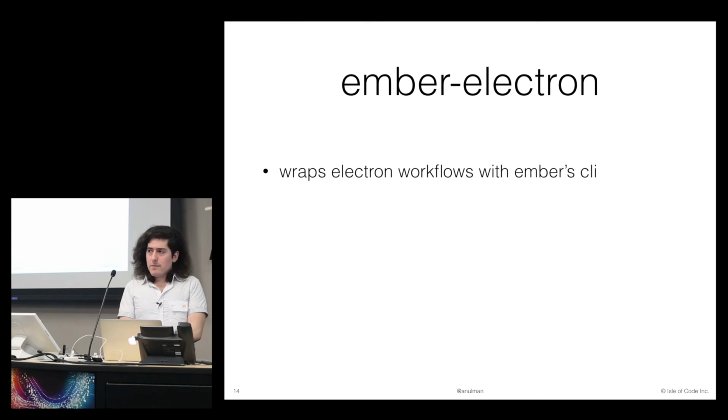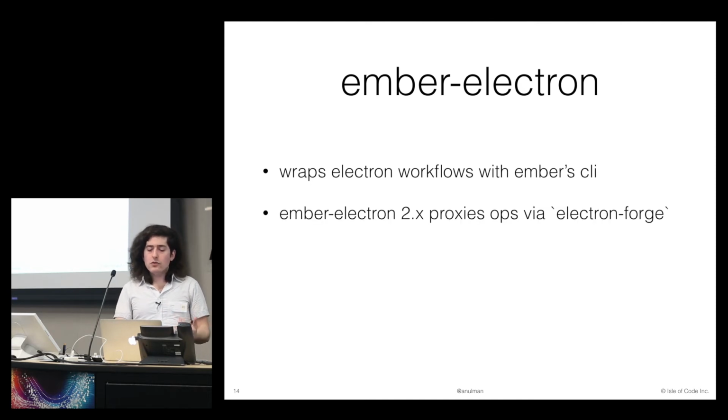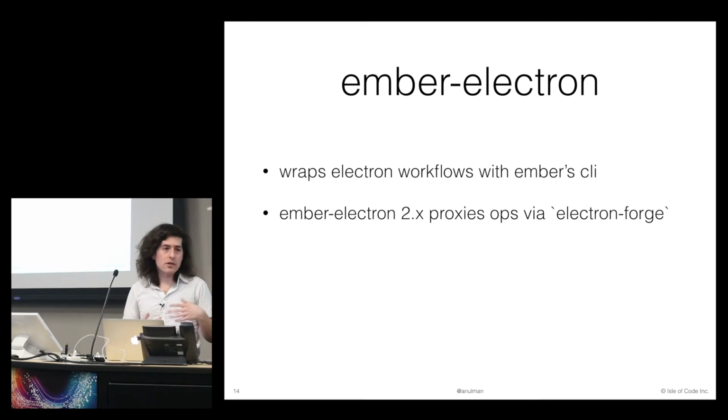So ember-electron, as I've mentioned before, is a tool that marries Ember's CLI with the build processes for Electron applications. It wraps the Electron workflows from within Ember's CLI. The 2.x series proxies all of its operations via the Electron Forge APIs. So we're using the same tooling. For the rest of this talk, we'll be demoing from the same tooling that you would be using with a React or Angular app, just running through the Ember build pipeline as well. You can think of this as just appending Forge to whatever Webpack script or gulp file you might have for your app.